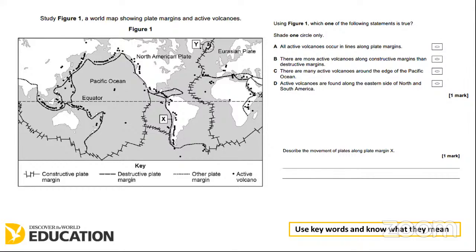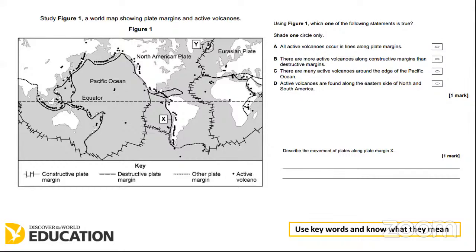So we know here that it is a destructive plate margin, okay? So we know that we have got plates coming together and we have got one plate being subducted under the other one. So it's important that you just describe what is happening at margin X. You don't need to explain. You don't need to explain plate tectonics theory at all. You just need to describe what is happening.